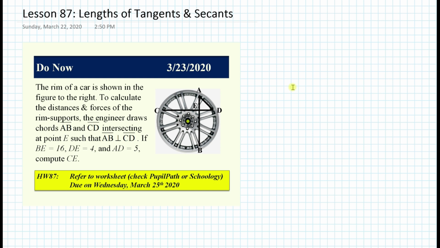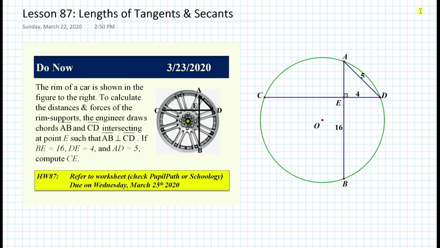In lesson 87, we will be learning about the lengths of tangents and secants within a circle. So according to the do now, the rim of a car is shown in the figure to the right. To calculate the distances and forces of the rim supports, the engineer draws chords AB and CD intersecting at point E, such that chord AB is perpendicular to chord CD. If the length of segment BE is equal to 16, the length of segment DE is equal to 4, and the length of segment AD is equal to 5, compute the length of segment CE.